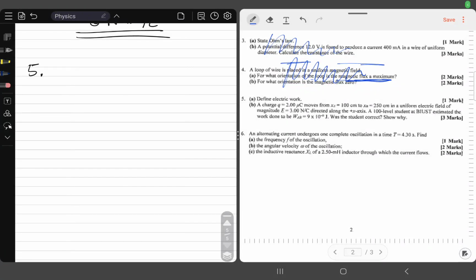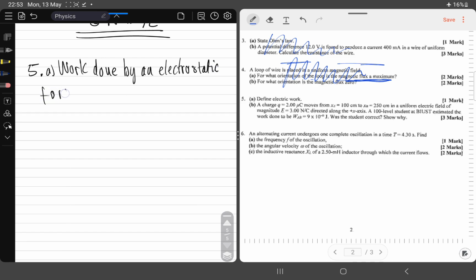So next up is number 5, which says define electric work. So here we are in electrostatics again, and electric work is going to be the work done by an electrostatic force on a charged particle. We can say the work done by an electrostatic force in moving an amount of charge from one position to another.